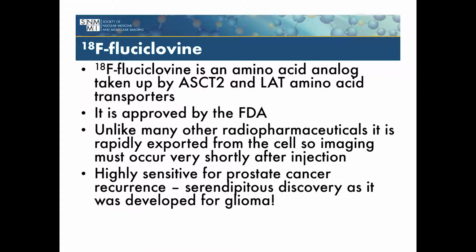So let's talk a little bit about Fluciclovine. This is not targeting PSMA. This is an amino acid analog, so it gets taken up by amino acid transporters. This is approved by the FDA for biochemically recurrent prostate cancer. Unlike a lot of other radiopharmaceuticals, it actually gets rapidly exported from the cell, so you have to image very shortly after injection. So we're usually injecting the patients while they're lying in the scanner. It's highly sensitive for prostate cancer recurrence, and this was actually a serendipitous discovery, as it was originally developed for glioma. The prostate cancer was an incidental finding on a glioma scan, and that's how this whole line of research got started.